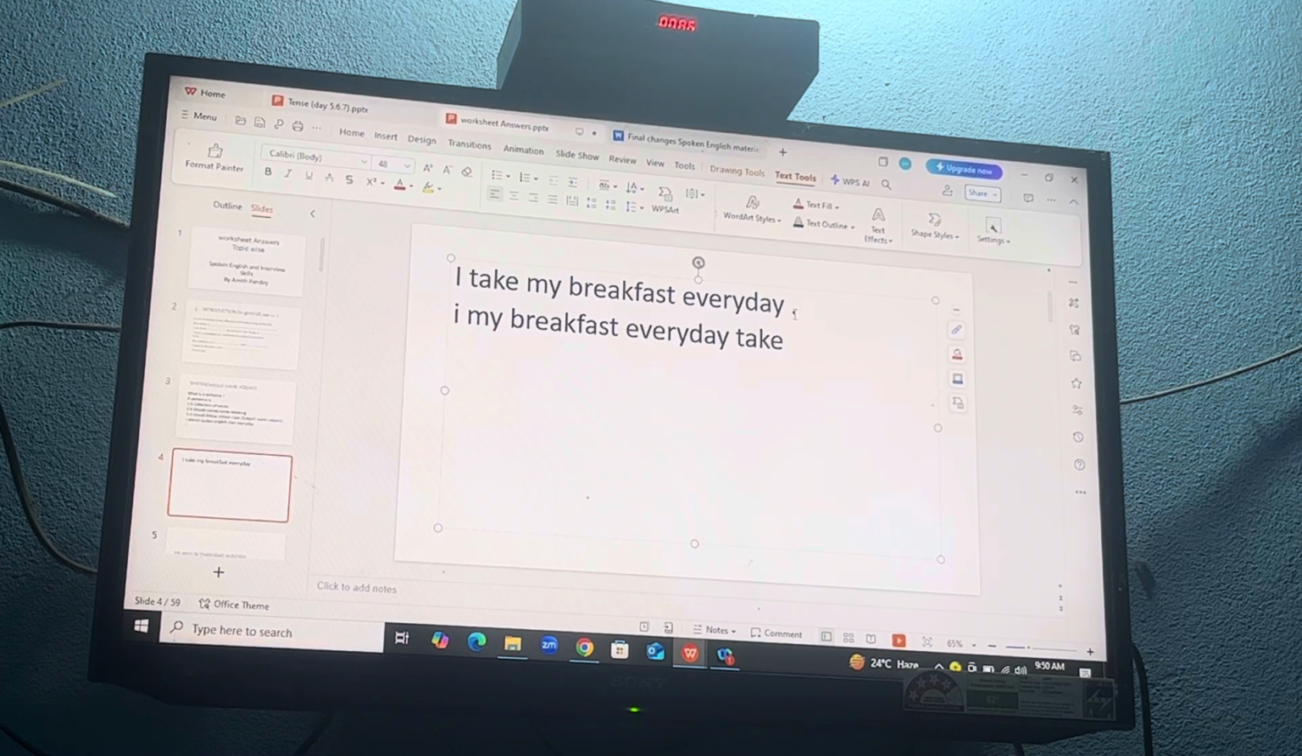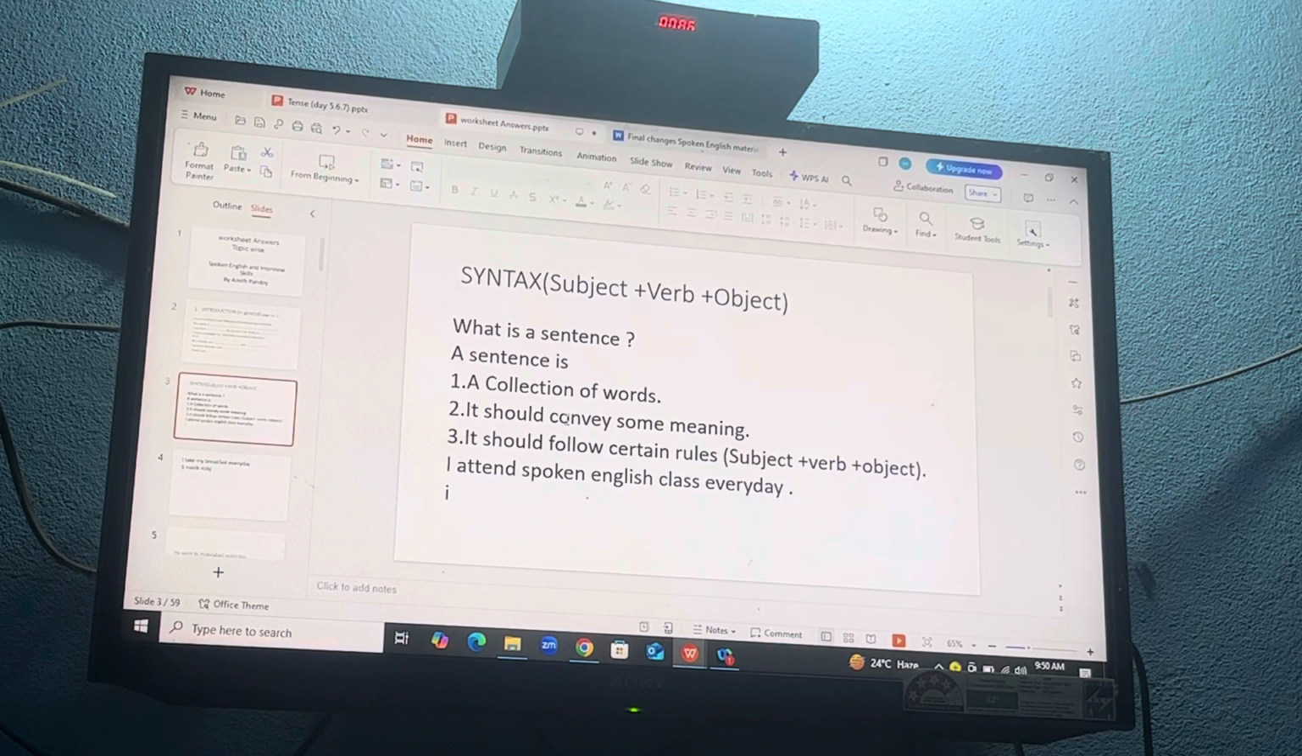So I request you that English has its own syntax, so try to follow it. And what is that syntax? The syntax is so simple, that is subject plus verb plus object. Hope you all are getting my point. So whenever you proceed with a sentence, do follow this rule: first, it should be a collection of words that you need to check. Then the second checklist is it should convey some meaning, and the third one is it should follow a certain rule, that is subject plus verb plus object.